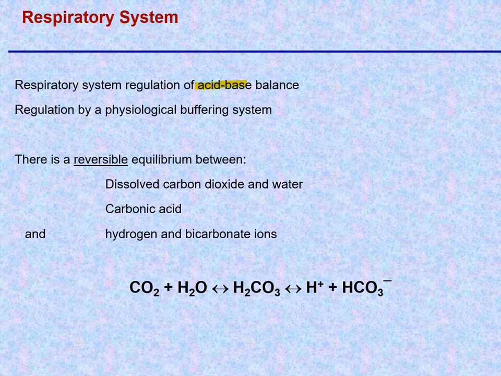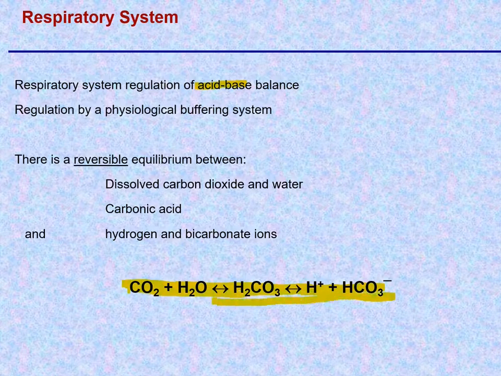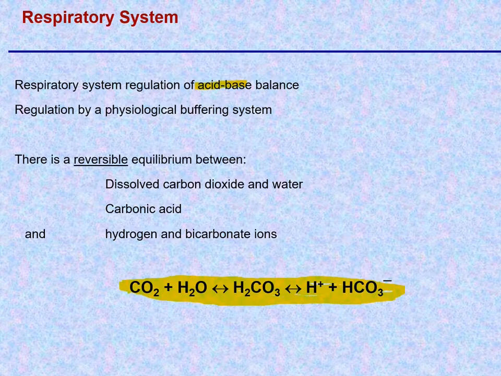And the reason is because of the reversible equilibrium that you're familiar with within this equation. It can reverse back and forth depending upon the situation, and in that way it can have a buffering effect on the pH level. I'll explain that more.